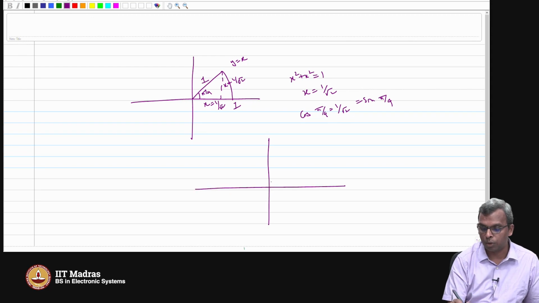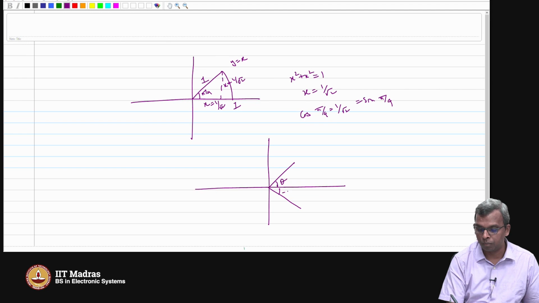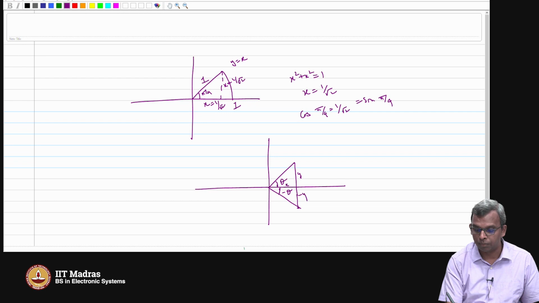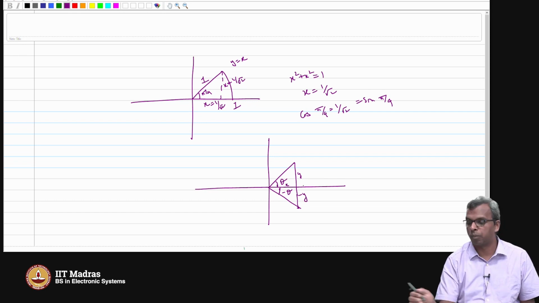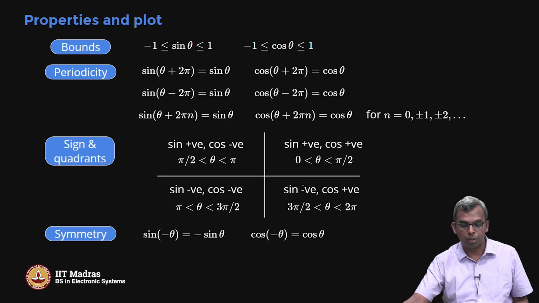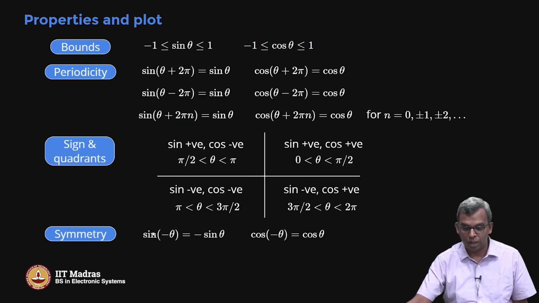So if I have a positive theta here, and if I look at the negative theta, you have the same thing here. This x remains the same, and this y becomes minus y for minus theta. So sine will go negative, cos remains the same. It's a very simple observation for why you have this symmetry.